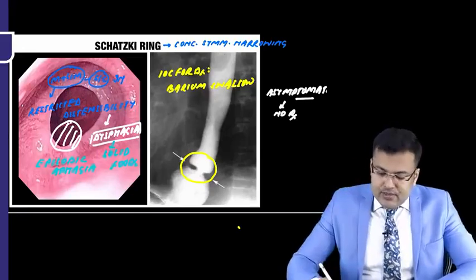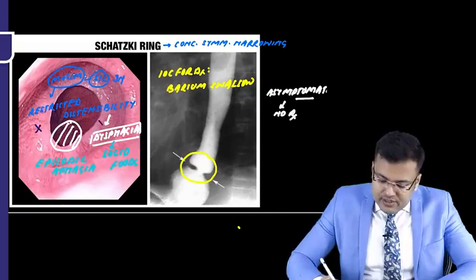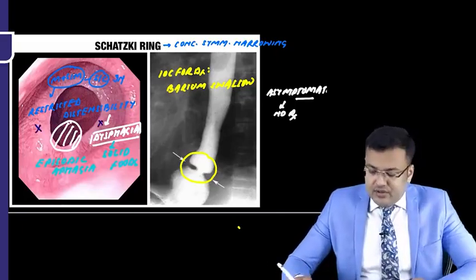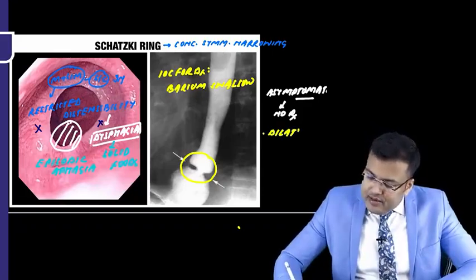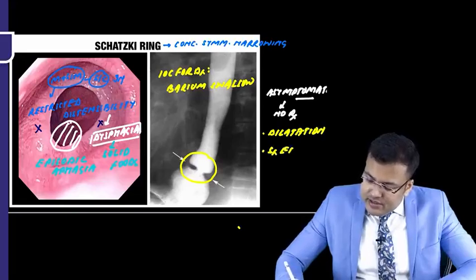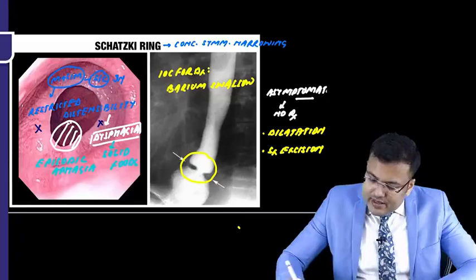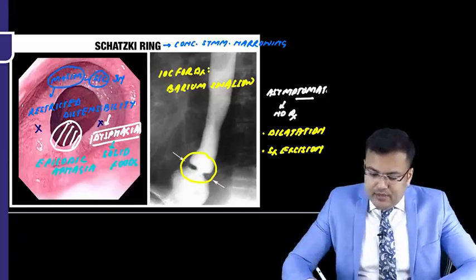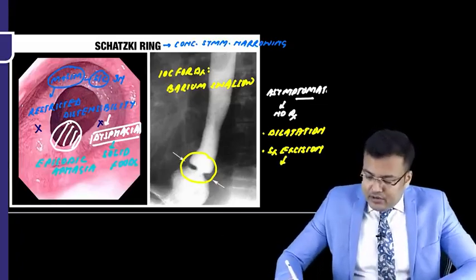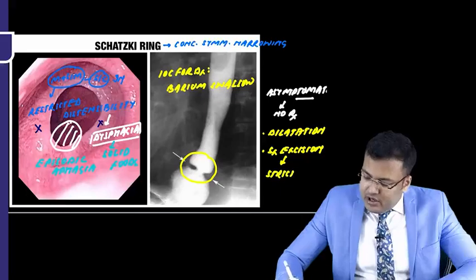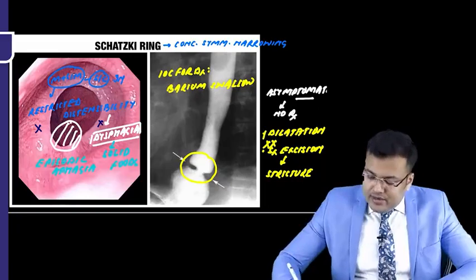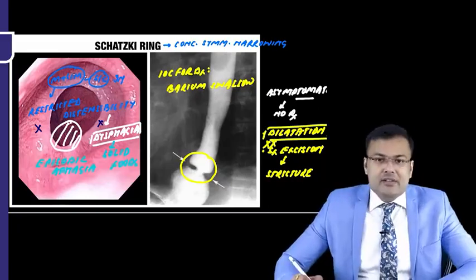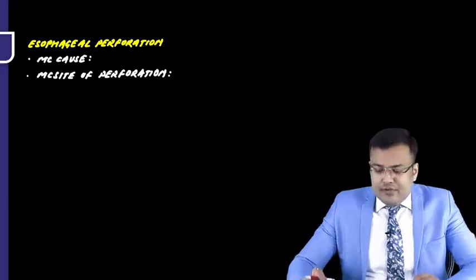Surgical excision should not be done. Why? Because if you go for surgical excision, it can cause stricture. So dilatation is done for symptomatic patients. That's why surgical excision is not done. What's the treatment for symptomatic patients? Dilatation.